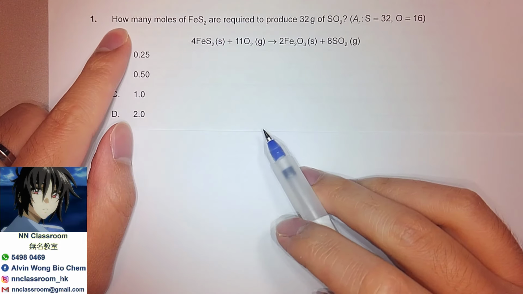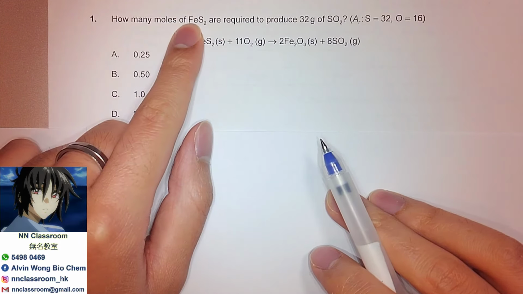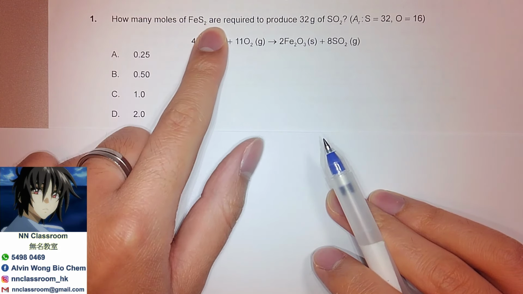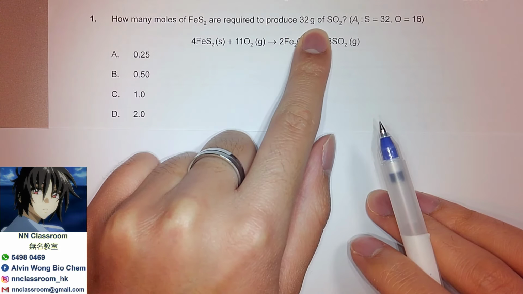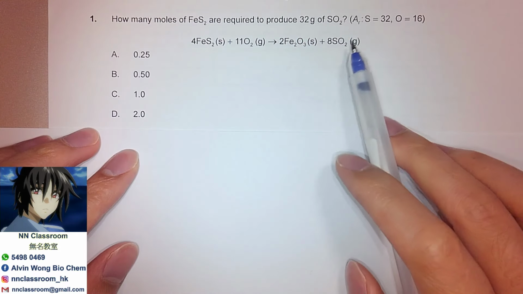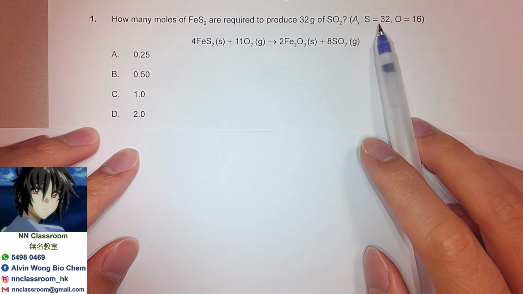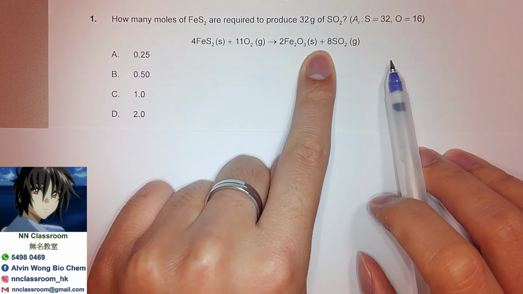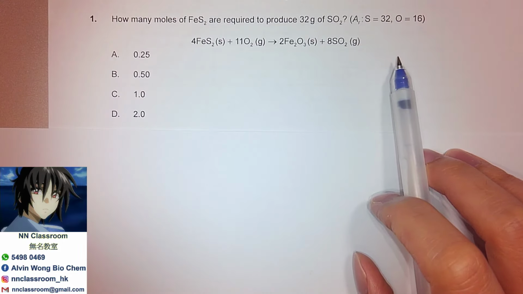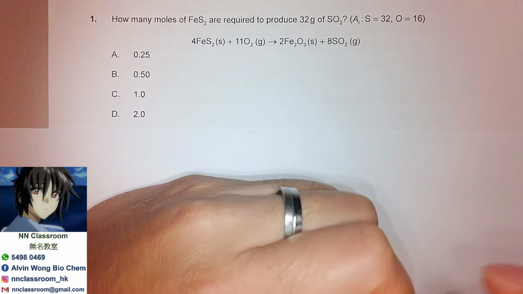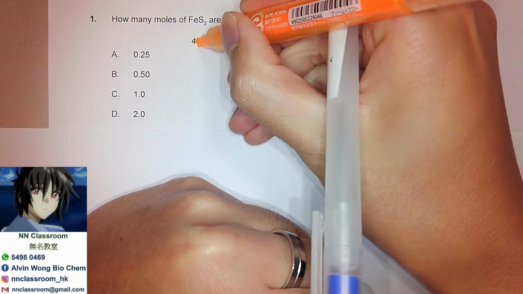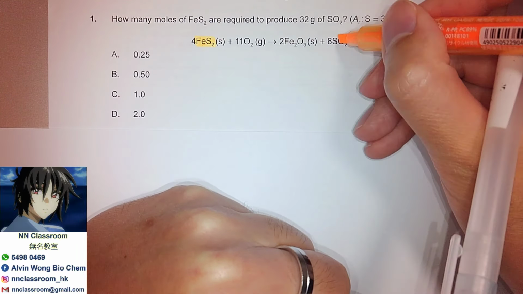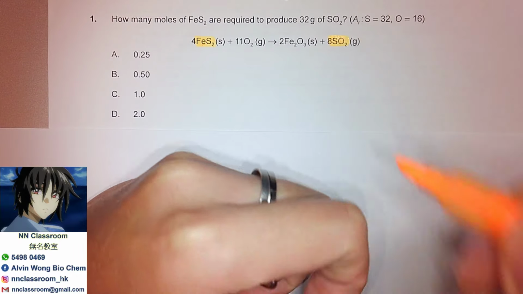Let's see, it asks how many moles of iron(II) sulfide, FeS2, are required to produce 32 grams of sulfur dioxide. Given the relative atomic mass of sulfur to be 32 and oxygen to be 16, and given the balanced equation for the reaction. So obviously our target is to find the moles of this iron sulfide, FeS2, by comparing with its relationship with SO2.